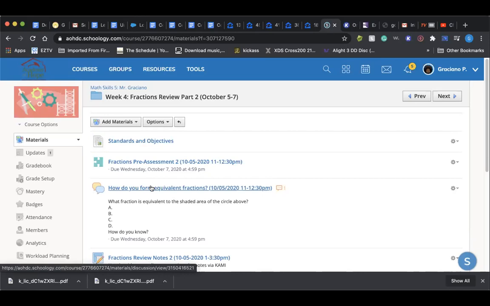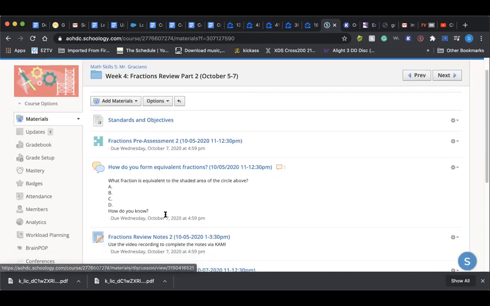All right, and then once you guys have posted your response there, the next thing I want you to open is the thing right under it, which are your notes. So go back, hit the back button, and then click on the notes, which is right under the fraction review notes. That's what we're doing next. We're gonna do these notes for the rest of class.